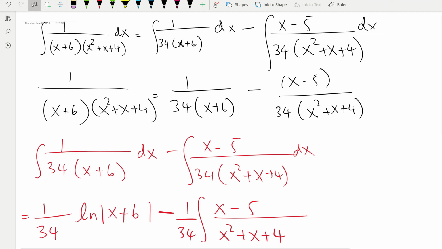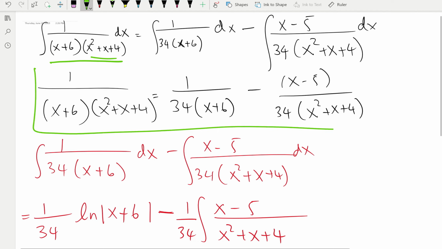Okay, so still we are in the case where we have an irreducible factor in our decomposition, so we want to integrate this rational function. The rational function that is given is 1 over (x plus 6) times (x square plus x plus 4). X square plus x plus 4 is an irreducible factor, so the decomposition can be given like this.